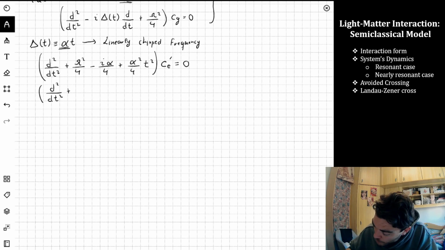Just realize that here we are just doing some math. Physically speaking, we are not doing anything different. We are in the same exact situation, except for the fact that we said that we will sweep the frequency in a linear fashion. But apart from that, that's why we have this alpha, the rest is exactly the same. c_g prime is equal to 0.